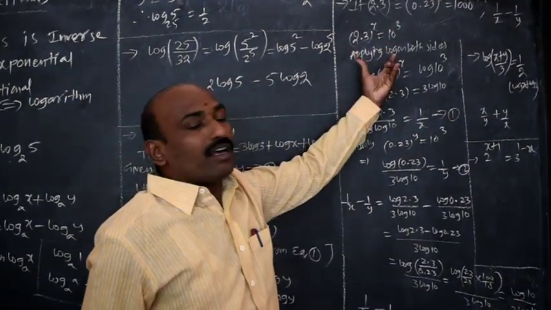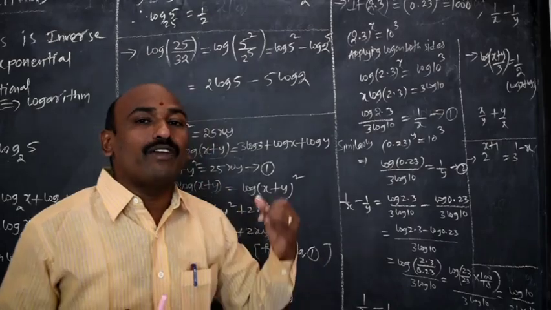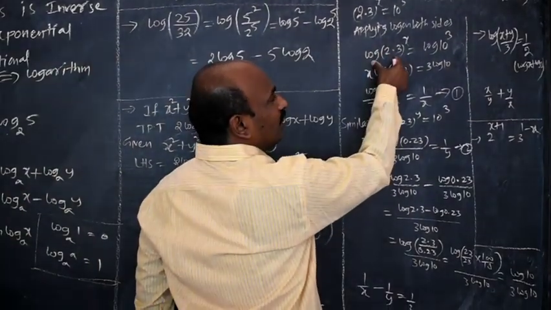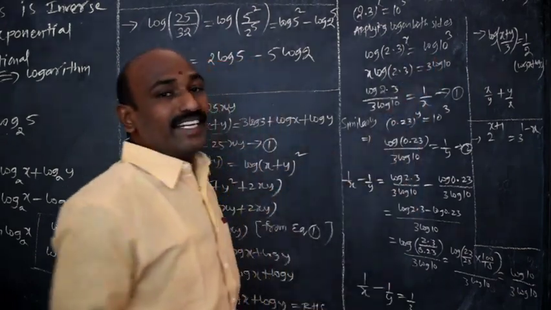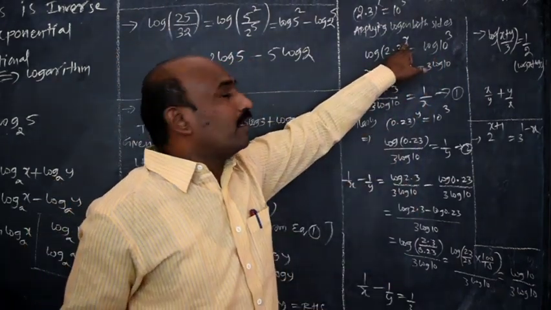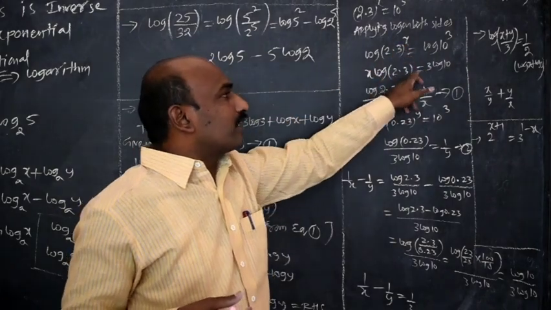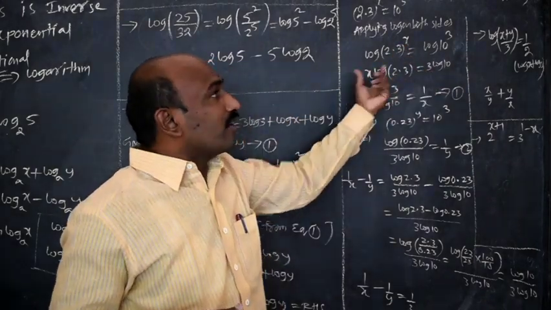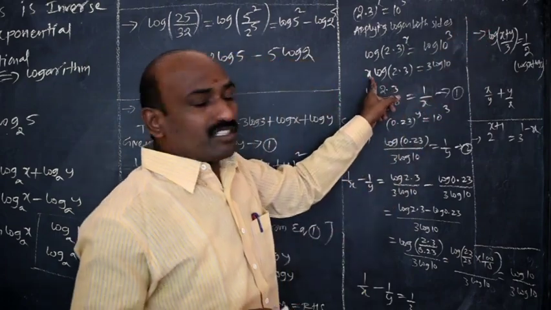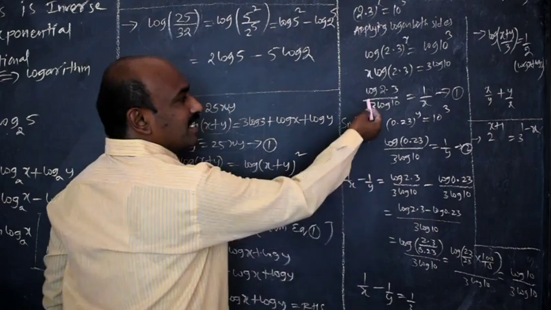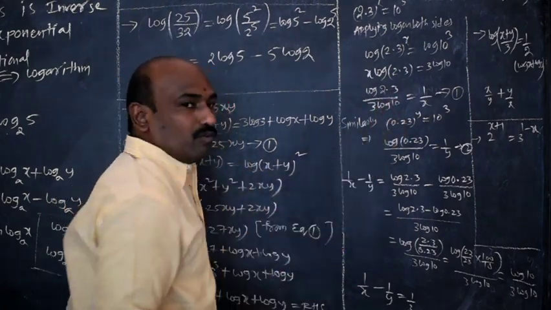We can apply log on both sides. Whenever powers are there, you always have to apply logarithms. Then log 2.3 whole power x equals log 10 cube. Here we can apply the third law. Whenever the power is there, we can go for the third law. x log 2.3 equals 3 log 10. Then I want 1 by x, so you send x to the right side and 3 log 10 to the left side. Then we get log 2.3 by 3 log 10 equals 1 by x.